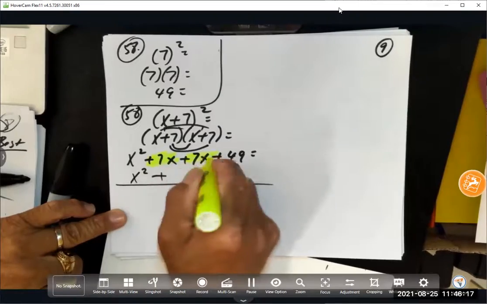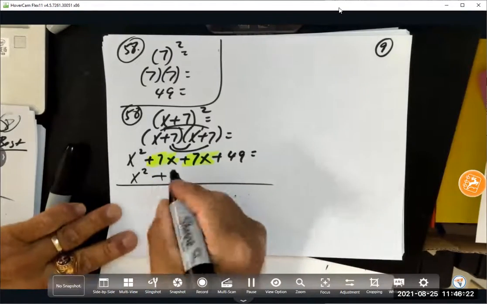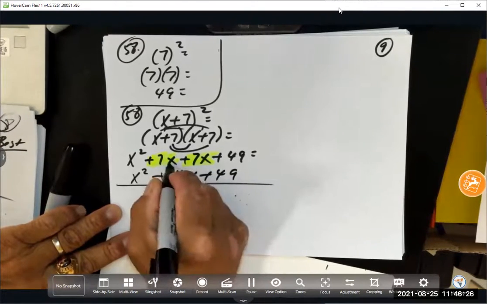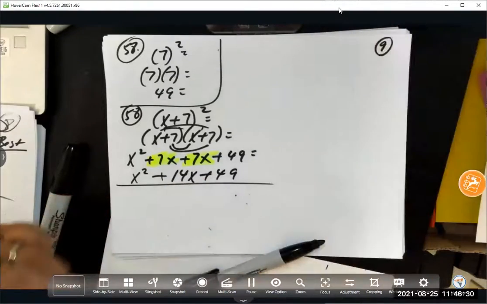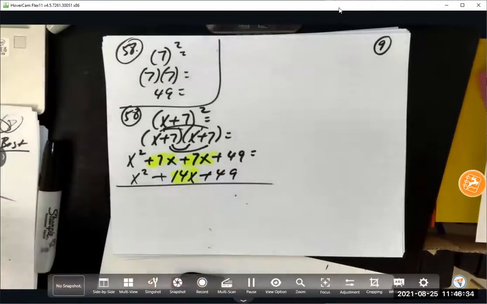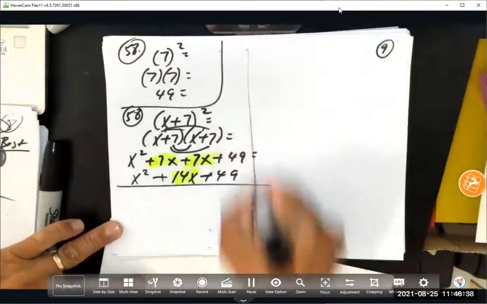7x plus 7x is 14x? Yes or no? Tell me yes or no. Yes. 14x plus 49. Okay, so you want 7 and you want 7, you're plus 14. That's a good thing. Is that okay for this one here? Okay, I'm going to put a minus in a second. For 58. Okay, I'm doing that one like 58. Let's do it right here.